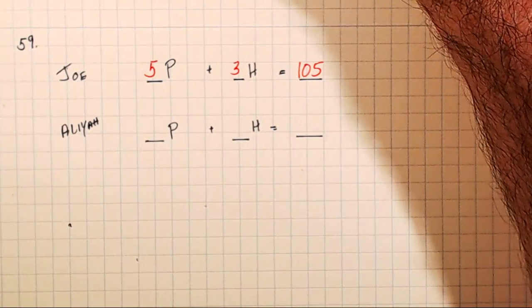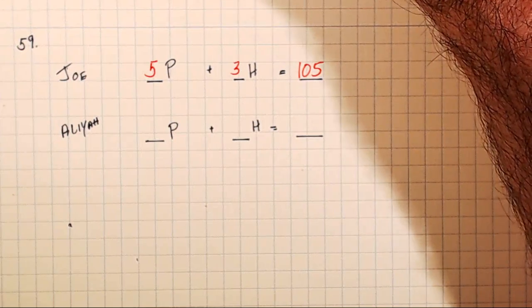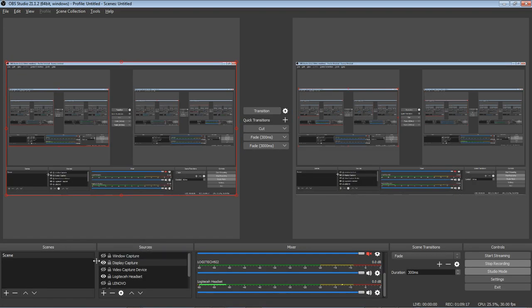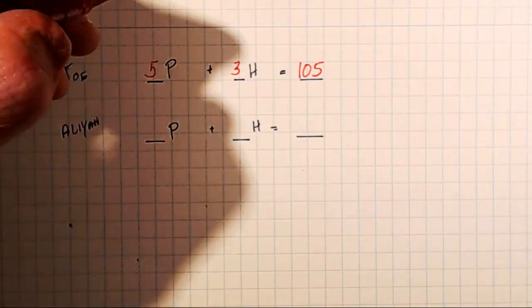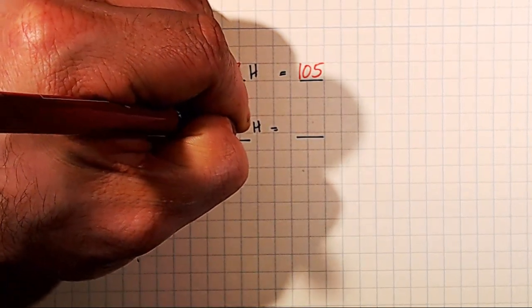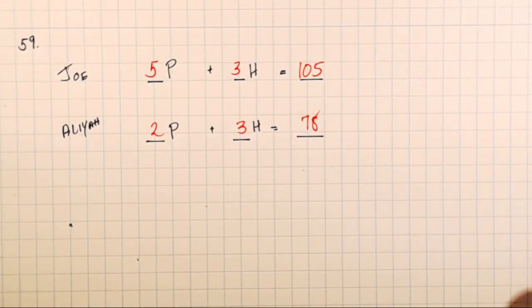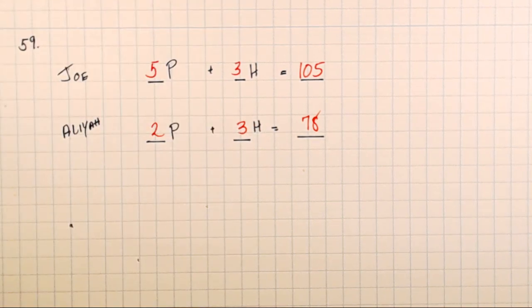And then what did Aaliyah sell? Aaliyah sold 2 rolls of plain, so 2P, and 3 rolls of holiday, 3H, for a total of 78. So 2P plus 3H equals 78. All right, transition back. 2P plus 3H equals 78. Just want to verify that that's correct. Yep. Okay. And it basically wants us to solve this system.